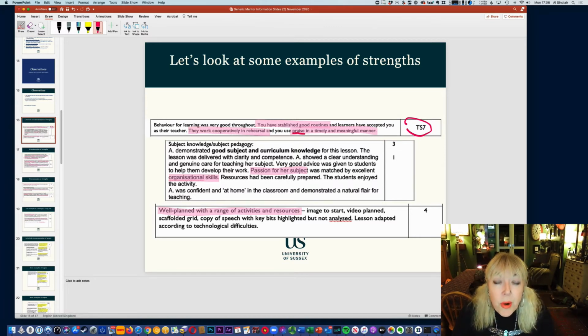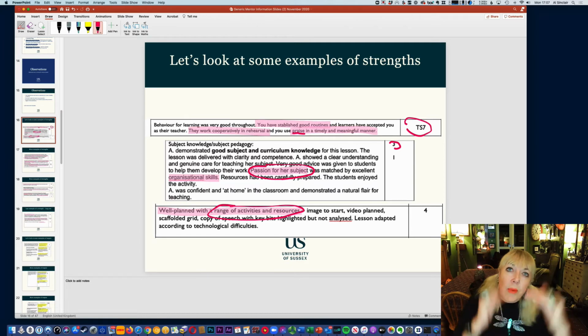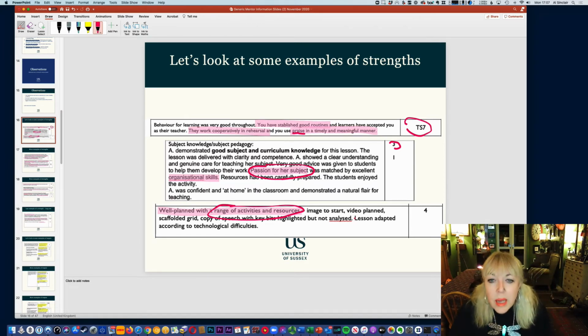So they used praise, really important to remind them to use praise in a timely, immediate way, and passion for their subject. Lovely to see that on there for standard 3. Okay, in this one, well played with a range of activities and resources. Good. We're telling them that their pedagogy is working. We've got loads of different things going on, and they've gone into detail. They've got a video, they've got a scaffolded grid, they've got something to do with speech.